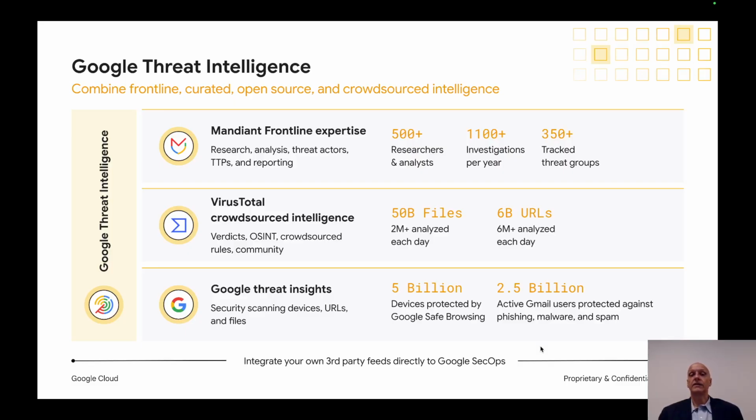Just highlighting the fact that Google Threat Intelligence is a combination of Mandiant, VirusTotal, and Google Threat Insights merged into one and directly integrated into your Google SecOps environment. And it really has that key aspect of not only being useful data, but also clean data. And what does that mean? By having proper threat feeds, it eliminates the noise and it eliminates a lot of false positives.